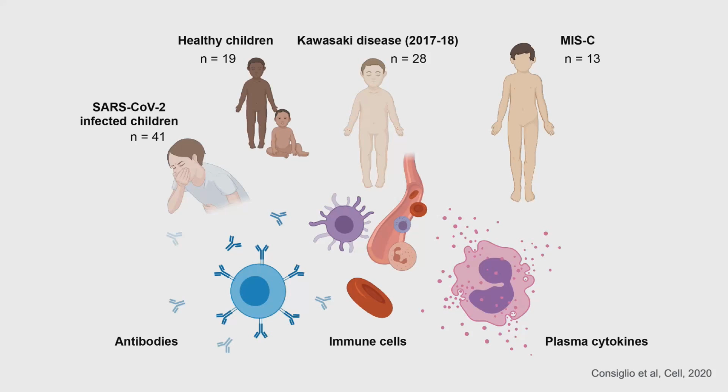And we already had at the time an ongoing study together with Paolo Palma's lab in Rome looking at children with Kawasaki disease. And these were children sampled in 2017 and 2018, so prior to the SARS-CoV-2 virus. And so we decided to try to profile this new condition and the immune system, both with respect to antibodies, immune cells, and plasma cytokine levels.